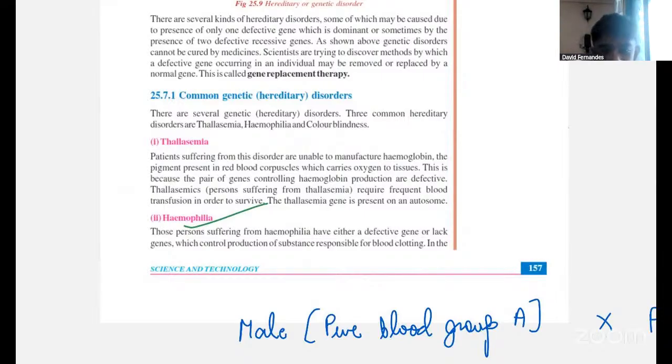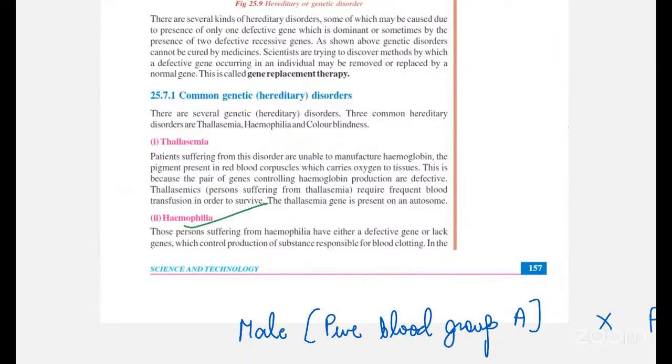Thalassemia. Patients suffering from this disorder are unable to manufacture hemoglobin, the pigment present in red blood corpuscles, which carries oxygen to tissues. This is because the pair of genes controlling hemoglobin production are defective. Thalassemics, persons suffering from thalassemia, require frequent blood transfusion in order to survive. The thalassemia gene is present on an autosome.